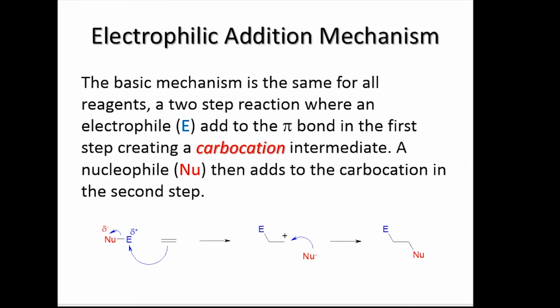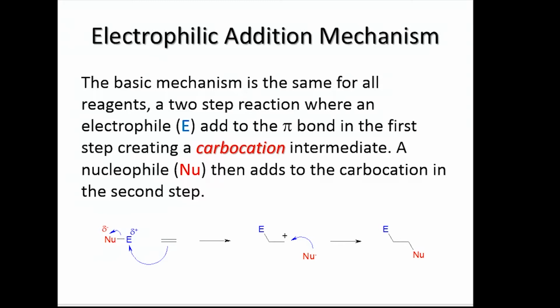We call this an electrophilic addition mechanism, and it's very important. Mechanisms are the way that organic chemists describe the mode or steps of forming a product from a reactant. So the basic mechanism is the same for all the reagents. It's a two-step mechanism where an electrophile, a species seeking electrons, will add to the pi bond in the first step. And this creates a species called a carbocation. So that's going to be an intermediate species with a positive charge.